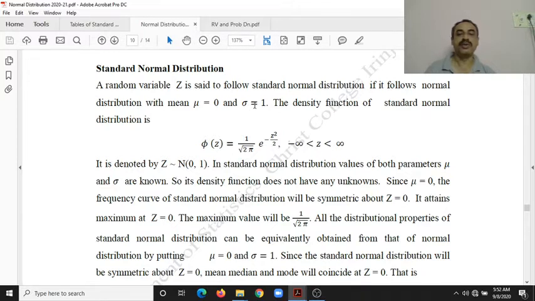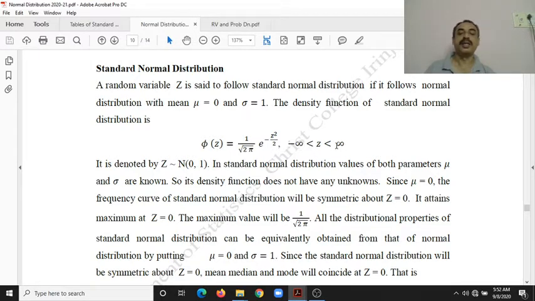The equation of normal distribution is f of x equals 1 by sigma root 2 pi e raised to minus 1 by 2 into (x minus mu by sigma) whole square. In that equation, we put mu as 0 and sigma equal to 1. A standard normal random variable is usually denoted by z. Thus, a random variable z is said to follow standard normal distribution if its PDF is phi z equals 1 by root 2 pi e raised to minus z square by 2, set between minus infinity and plus infinity.